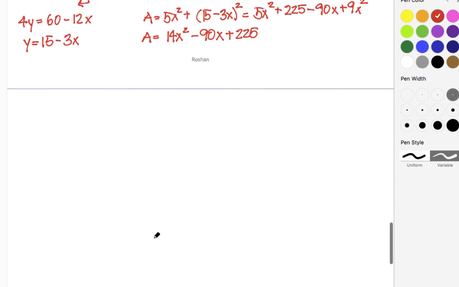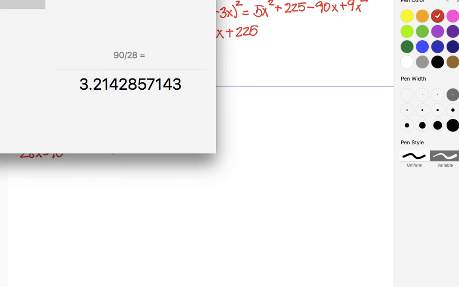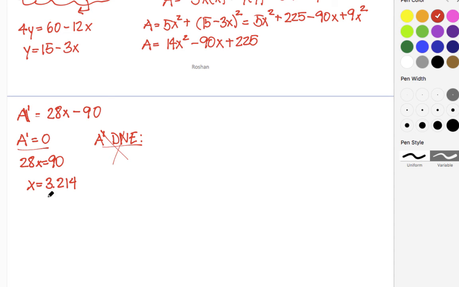At this point, I am going to take a derivative. So A prime is 28x minus 90. A prime equals 0. A prime does not exist. I don't have to worry about it not existing, so don't worry about that. And this is when 28x equals 90, which is when x equals 3.214. Okay, so this is our only critical point, and now we need to look at our endpoints.